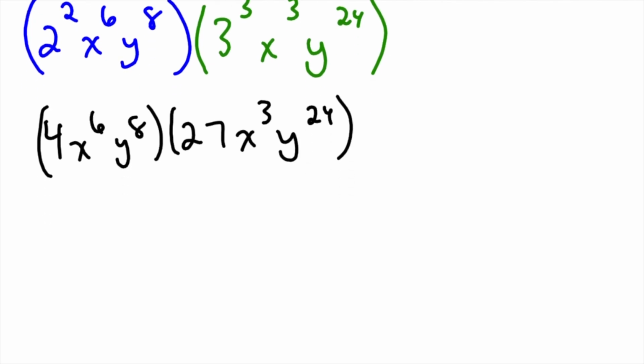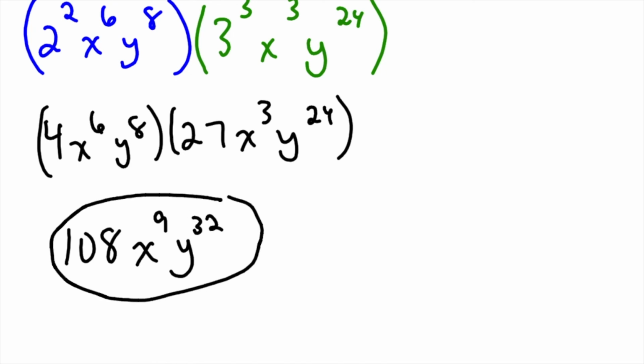All right, let's multiply these numbers out front, okay? So we're still working with our numbers before I do any of my variable stuff. So multiply 4 times 27, you get 108. And what do we do with our x's now? Well, since these are being multiplied, we add the exponents. 6 plus 3 is 9. And then y, 8 plus 24 gives you 32. So there is your final answer for this one.